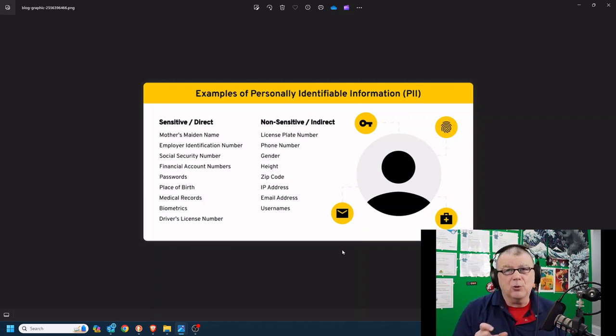No two people in the world have the same social security number. Nobody's allowed to have two social security numbers. And then there's other things, biometrics and passwords and places of birth and things that would be very difficult to discover, or more importantly, if they were discovered, they have the potential of doing you harm.